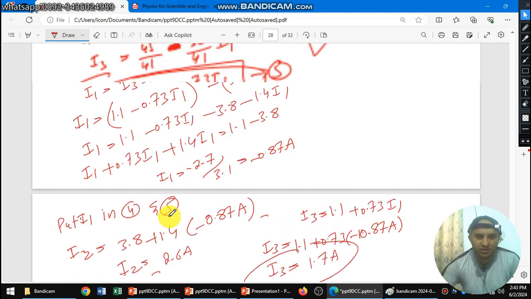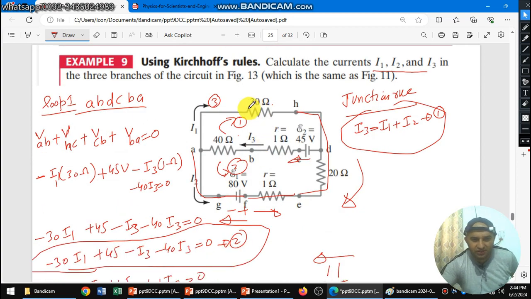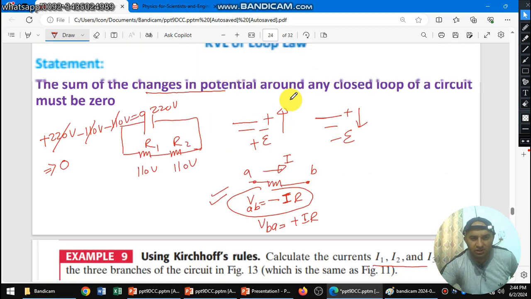I again repeat two or three things. When we are moving across the resistor from A to B, in the direction of the current flow, we use minus IR. If we move from B to A, opposite to the current, we use plus IR for the resistor. For the potential change, moving across the battery from negative to positive, we use plus E. If we move from high potential to low, we use minus E for the potential drop.